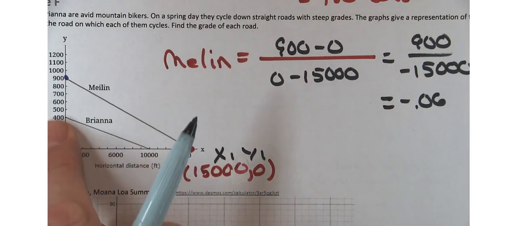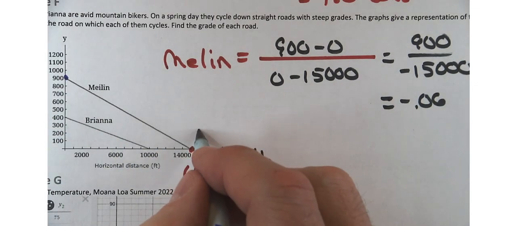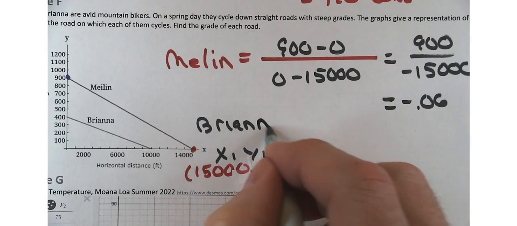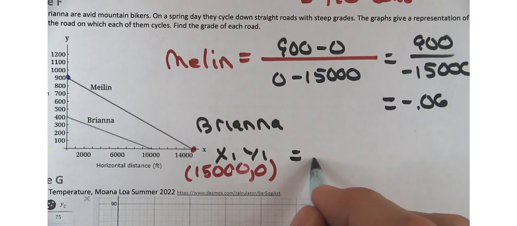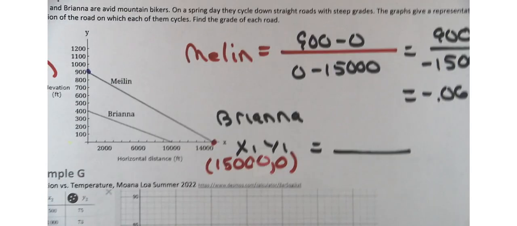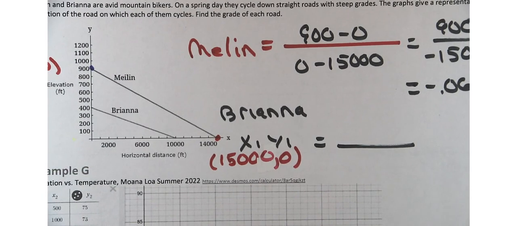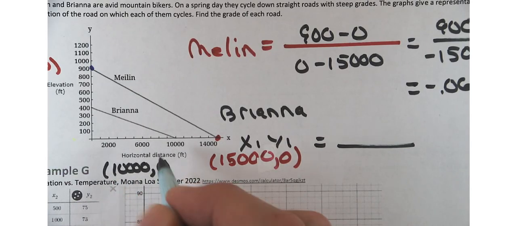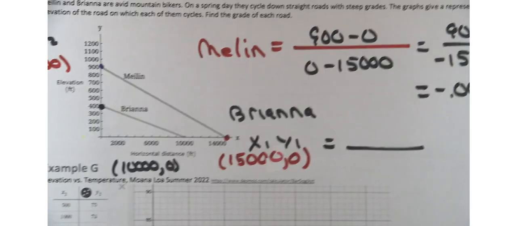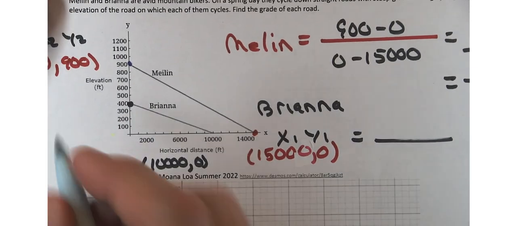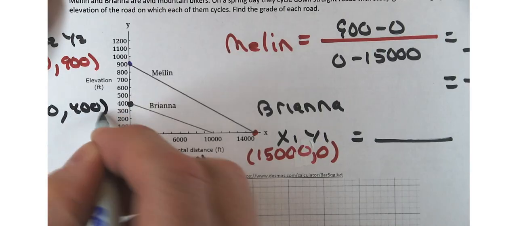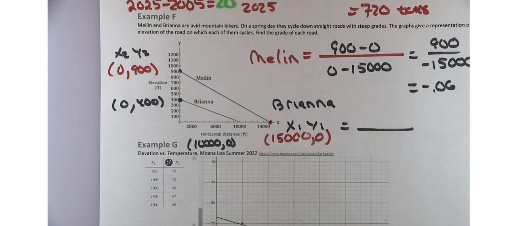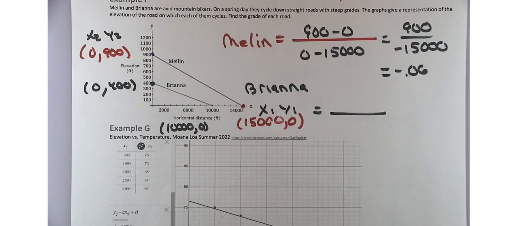How about Brianna? Let's figure out Brianna. Two N's, thank you. I need some points for Brianna as well. This time we're going to use 10,000 and 0. And how about over here? What do we got there? 0, 400. Yeah, 0 and 400. So I'll give you a chance to fill that in before I do. If you're watching this later, maybe you can fill it in yourself.